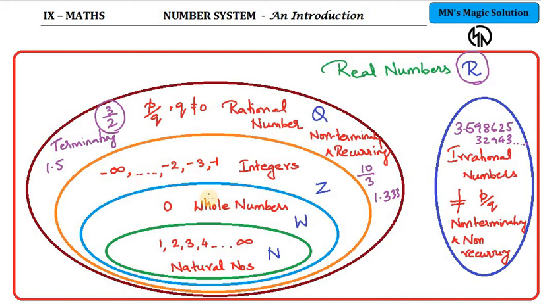Because negatives are there, they are not whole numbers. Whole numbers begin from 0. All whole numbers are not natural numbers. So whatever goes this way, it is true. All natural numbers are whole numbers. All natural numbers are integers. All natural numbers are rational numbers. Other way, going this way, it is false. All rational numbers are not integers, are not whole numbers, are not natural numbers. All integers are not natural numbers.